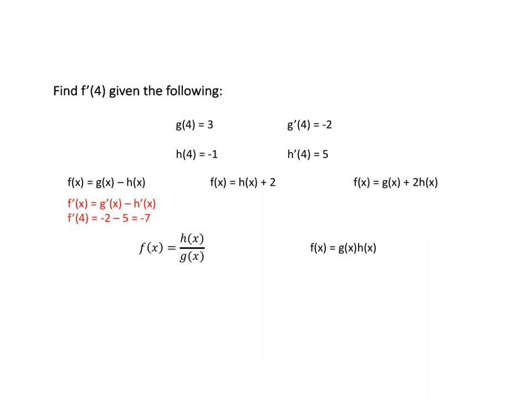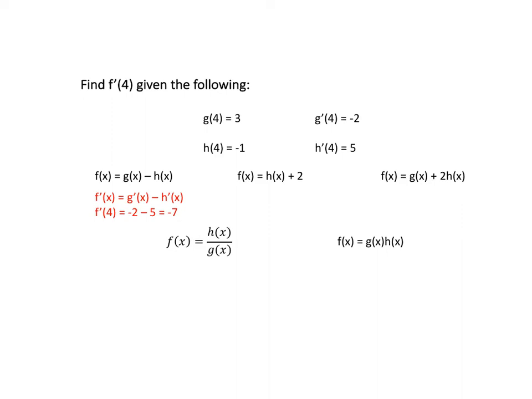All right, so let's look at the first example here. We've got f of x equals g of x minus h of x, all right? Now, remember, we are asking you to find f prime of 4. So the first thing I'm going to have to do is take the derivative of this expression. So f prime of x is simply g prime of x minus h prime of x. So therefore, f prime of 4 is going to be -2, which is g prime of 4 up here, minus h prime of 4, which is 5. So it's going to be equal -2 minus 5, or simply -7.